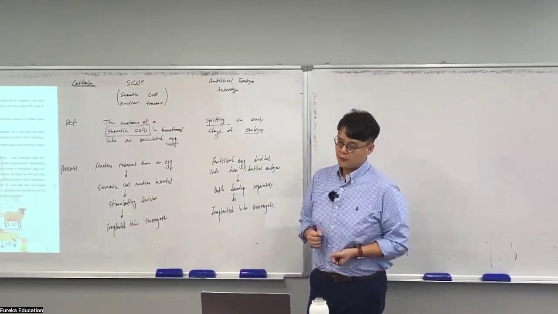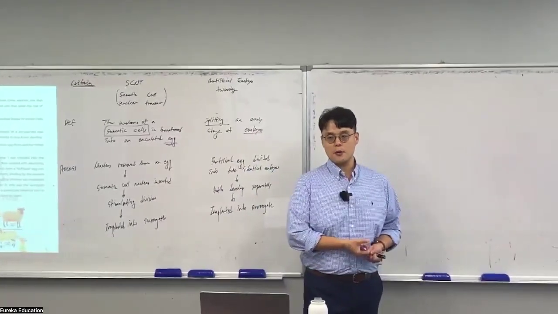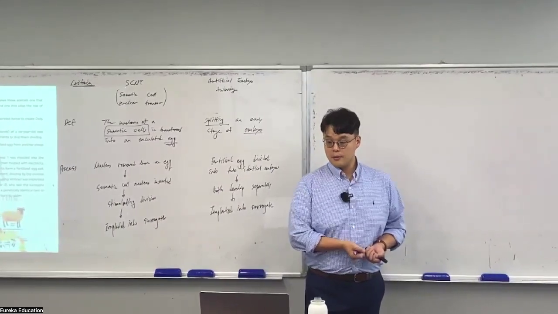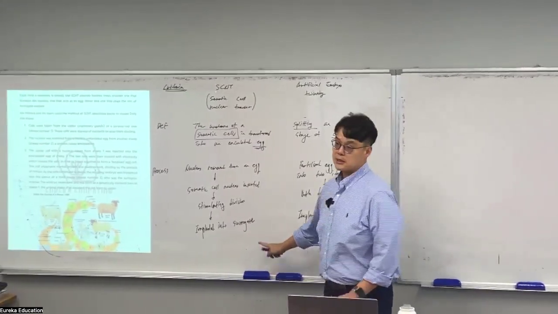What about the end product? If we are able to put it to the surrogate, we're able to produce the offspring. What about the product of that in SCNT?